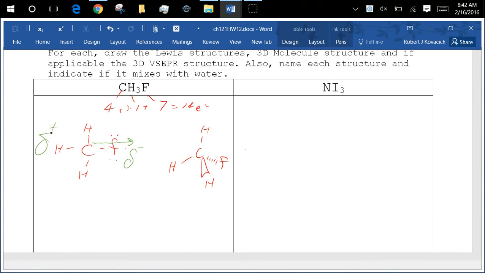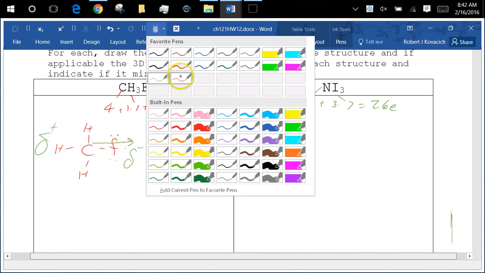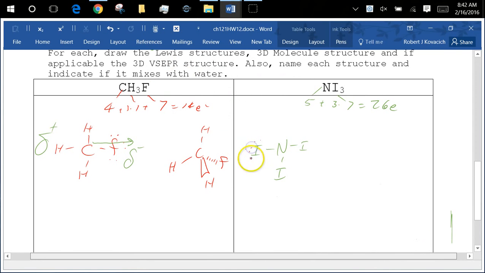Okay, so I've got 5 electrons here plus 3 times 7 electrons here. So I have 26 electrons to deal with for my nitrogen triiodide. So I'm going to put the nitrogen in the middle. Bond, bond, bond, I. And then I'll throw electrons up. 1, 2, 3, 4, 5, 6. So I've used 24 of my electrons, and I'm going to put my last 2 right here on this nitrogen. And so there's my Lewis structure.